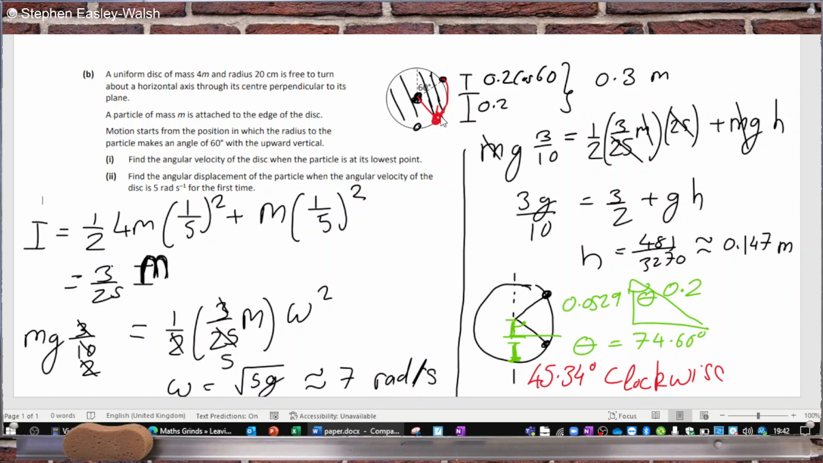Okay, I think this question's okay. But again, I haven't done a question like this for like 2 years, so I might be a little bit rusty. Let me know if you spot a mistake.